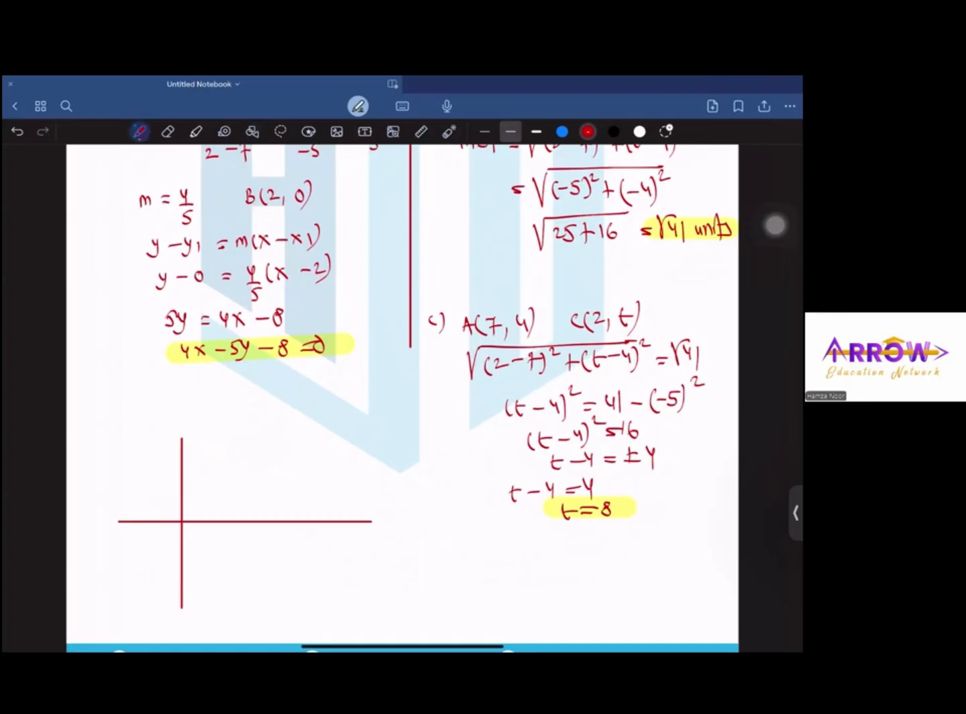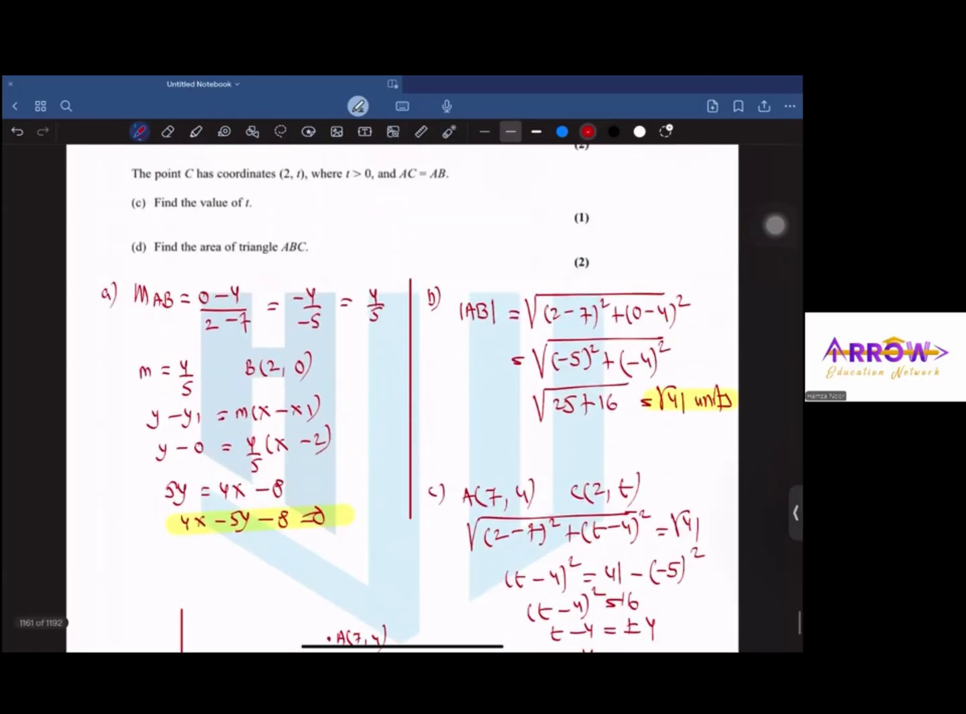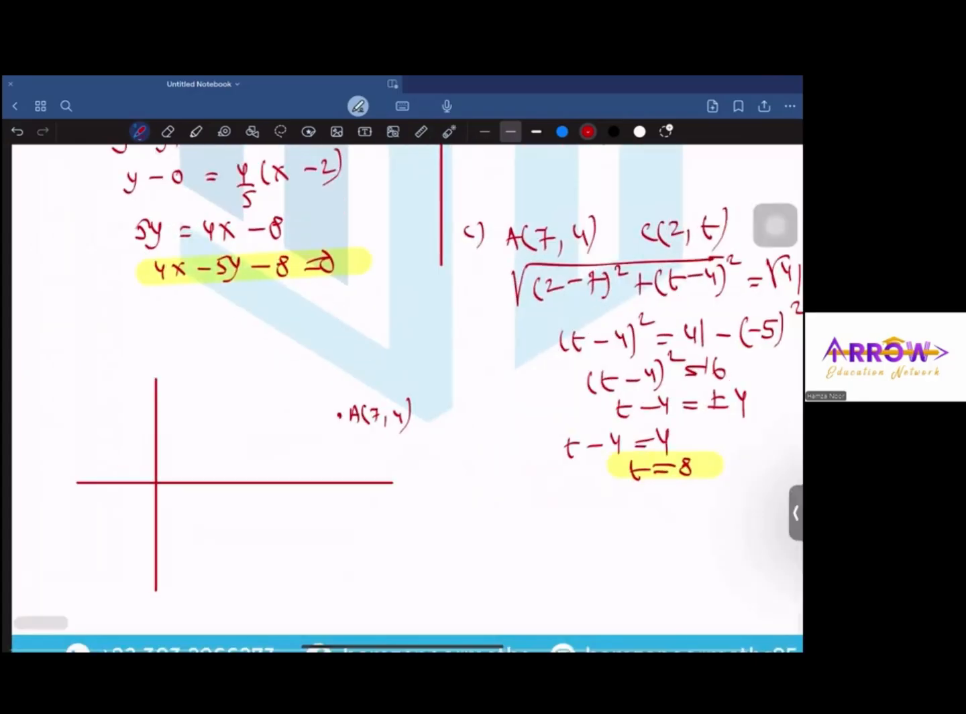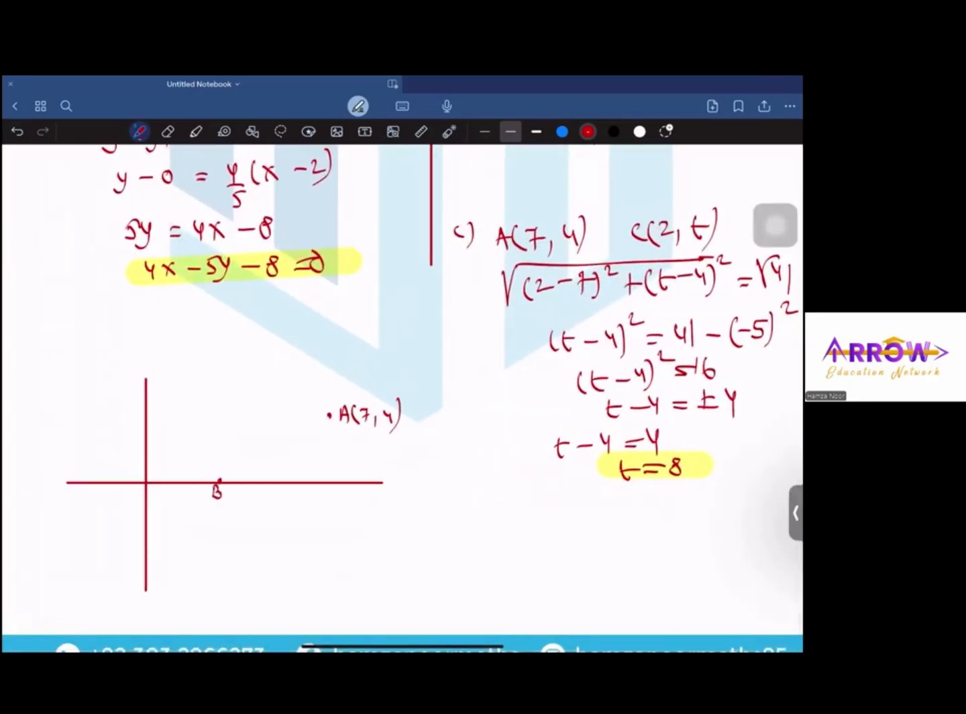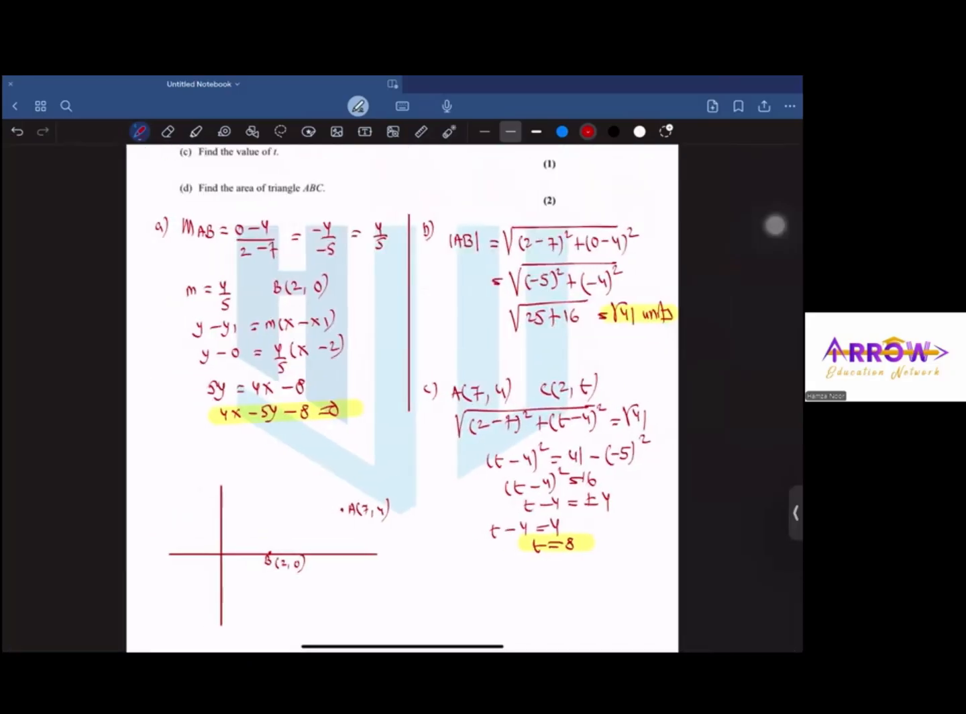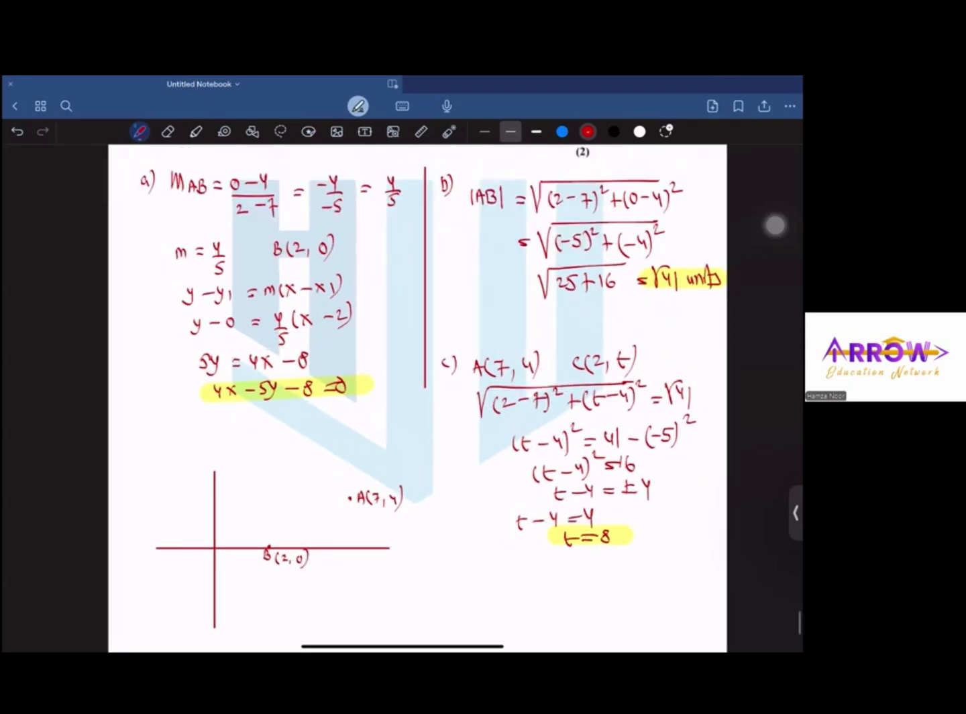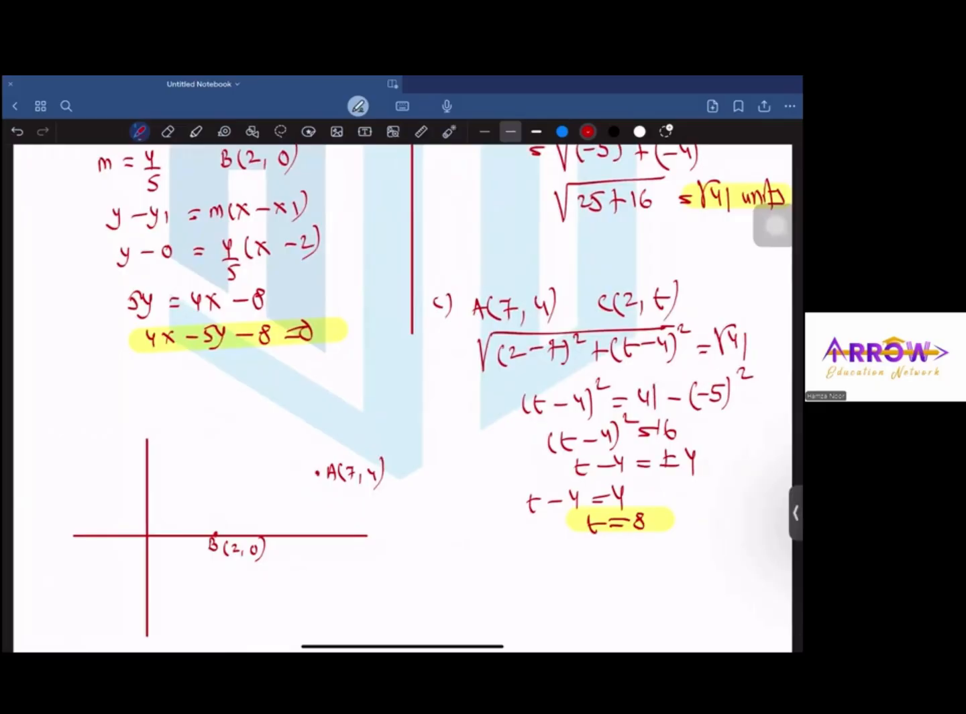The coordinates of A are (7, 4). Okay, and B is basically (2, 0), so B is on the x-axis. C is basically (2, t), and t is positive. And since AB and AC are equal, this means that the magnitude of the line AB is equal to the magnitude of the line AC. We would have an isosceles triangle. So point C would be on the line x = 2, because the x coordinate is also 2, but the y coordinate is positive.